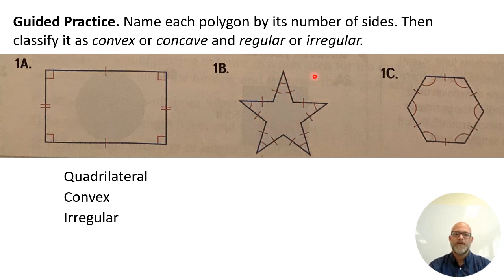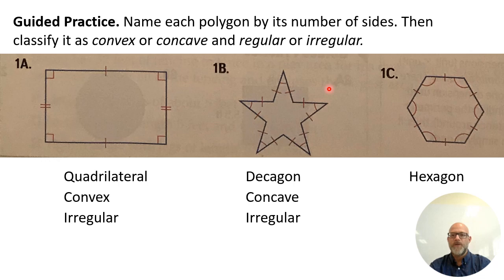How about the star? How many sides does that have? 1, 2, 3, 4, 5, 6, 7, 8, 9, 10. Therefore, it is a decagon. Deca means 10. It's concave because these sides penetrate. It is irregular, therefore. And the final one is a hexagon, equiangular, equilateral, convex, therefore regular.